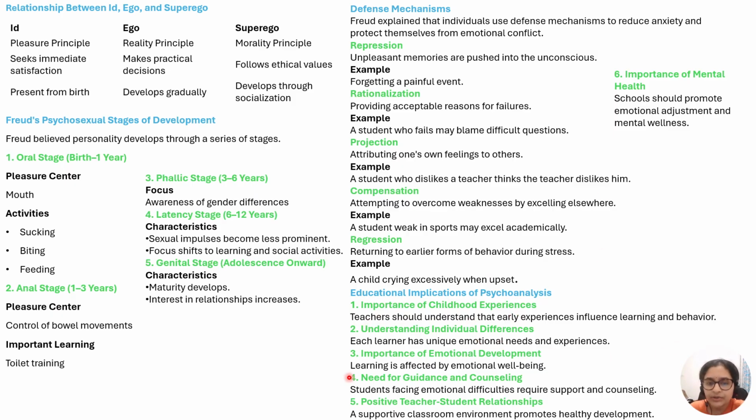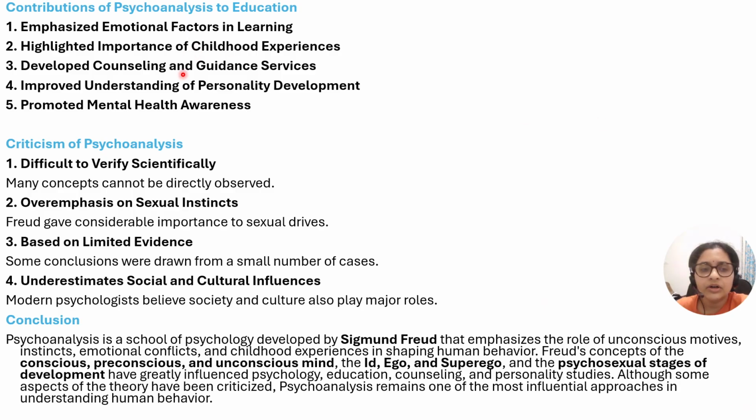Give importance to childhood experiences, understanding individual differences, importance to emotional development and need for guidance. It will provide the need for guidance and counseling, and it will provide positive teachers. It will enforce positive teacher-student relationships, and it gives importance to mental health. What are the contributions? And these are the criticisms. Criticism: it is difficult to verify scientifically, and it overemphasizes sexual instincts. It is based on limited evidence and it underestimates social and cultural influences.